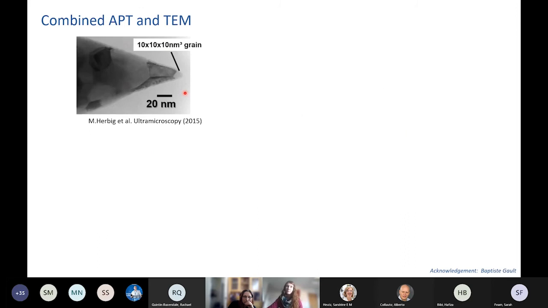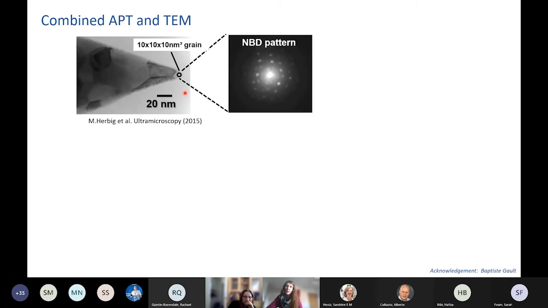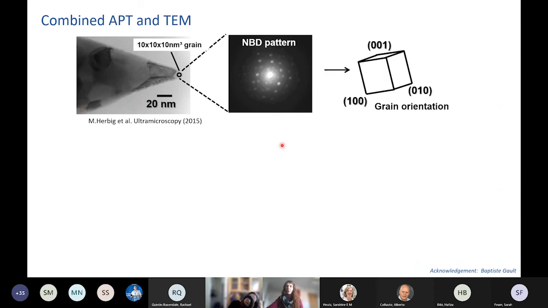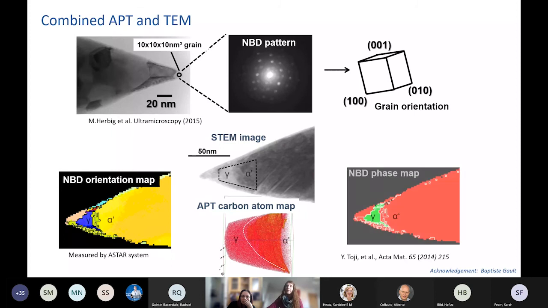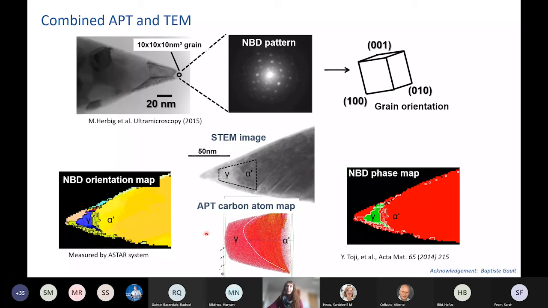And this is just an example from Baptiste Gault, who has supplied this slide for me. This is our atom probe tip prepared in the FIB. We can get our nanobeam diffraction pattern out of the TEM, look at grain orientation, and from our nanobeam diffraction pattern, we can start to create an orientation map, also a phase map in the TEM, and then you can see the atom probe information here.